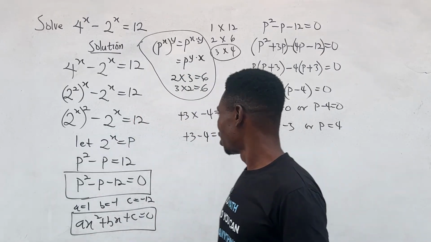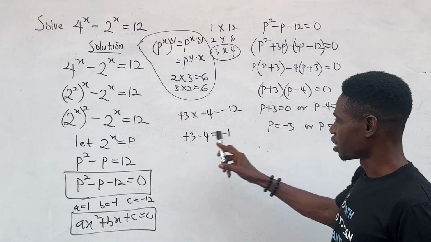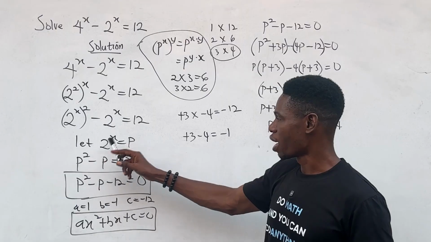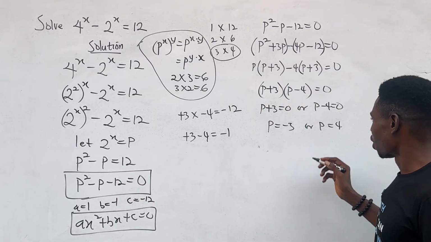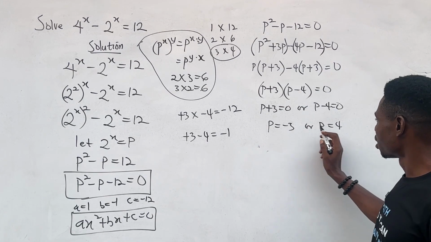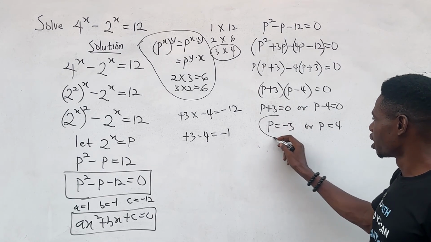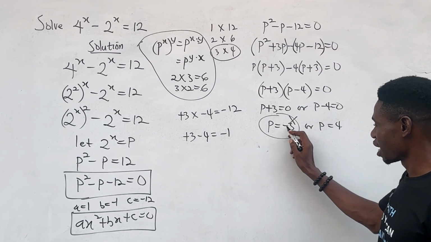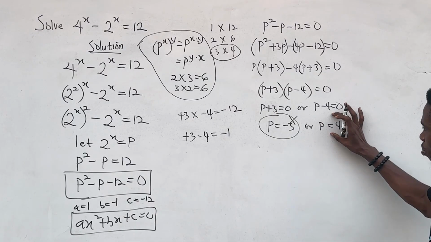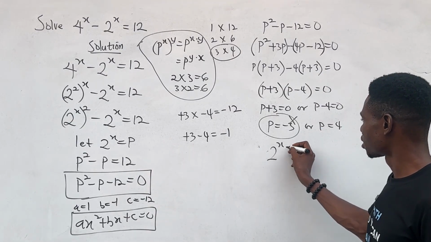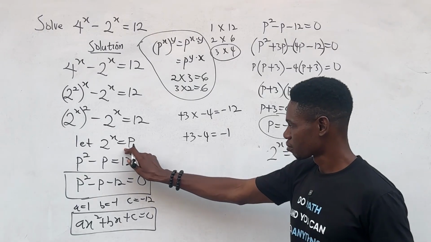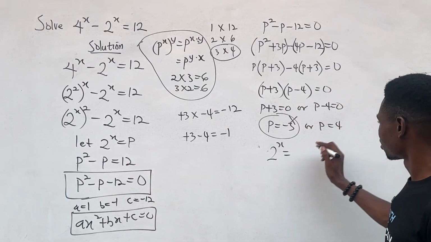So let's solve for x. Now recall that at this point, we made 2 raised to the power x equal to p. So we're going to fall back here. So now we have two values of p, minus 3 and 4. So just cancel the negative value because you cannot proceed with a negative value. So we're going with p as 4. So from here, we'll have 2 raised to the power x equal to p. So now our p is 4.